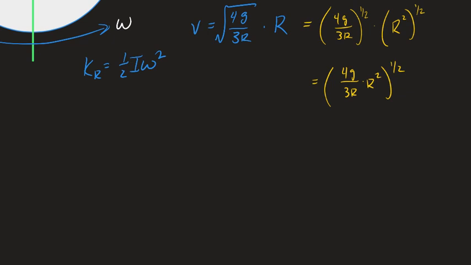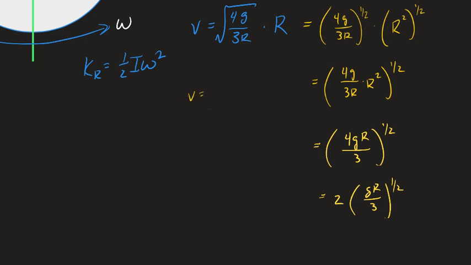And now, of course, I have an r squared in the numerator and r in the denominator, so this reduces down to 4gr over 3 to the 1/2 power, which I just wrote as 4/3, but you could take the 4 out of the radical if you want and take the square root of that because it is a perfect square, and you could have 2 gr over 3 to the 1/2 power. That's all okay. And these are all equivalent, but this is preferred rather than this one.